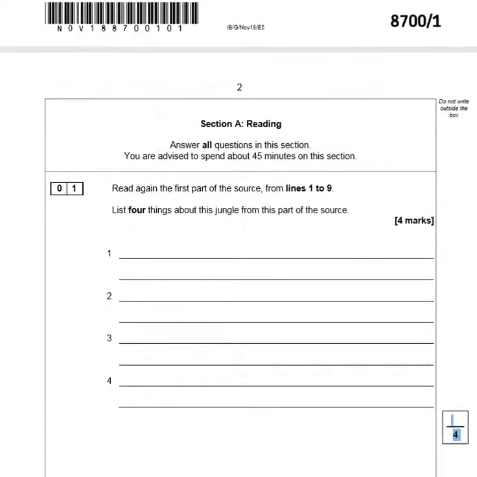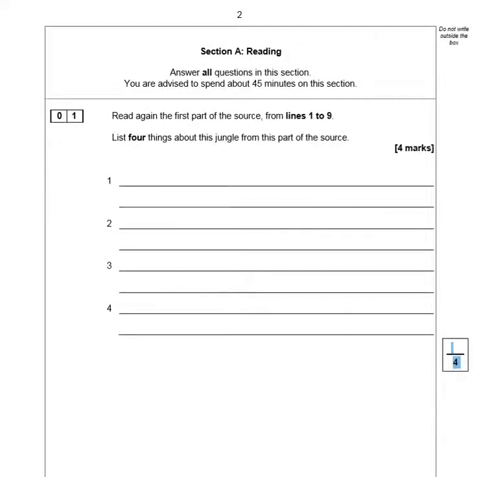So in Section A, first question: read again the first part of the source from lines 1 to 9. List 4 things about this jungle from this part of the source. Now, at the very beginning of the exam, we have 15 minutes to read through the question paper and read through the source. It's an advised 15 minutes. You could do it in 5 minutes if you wanted.